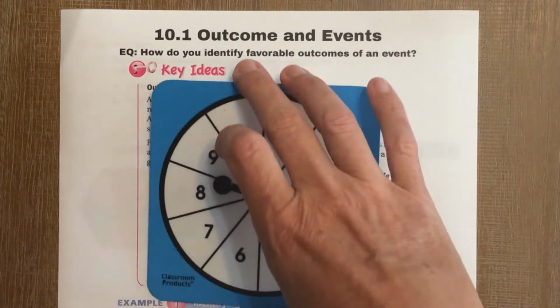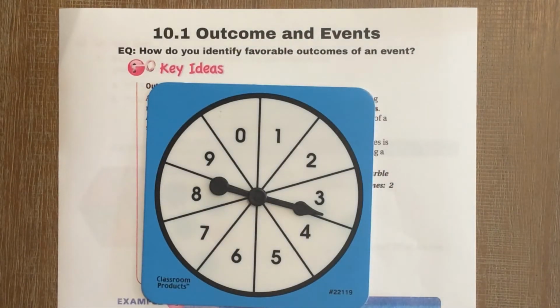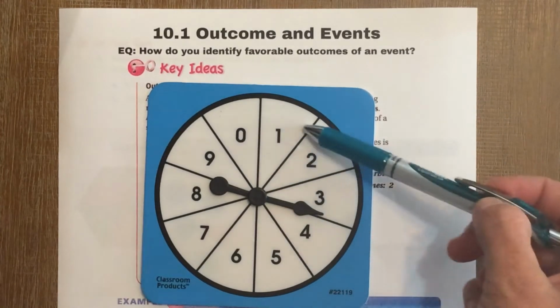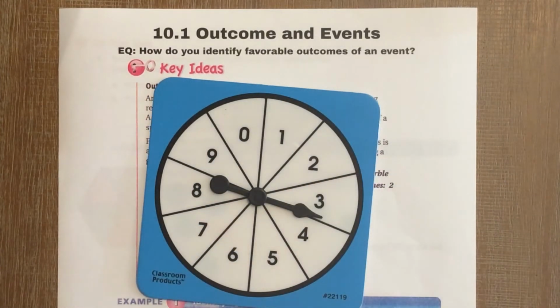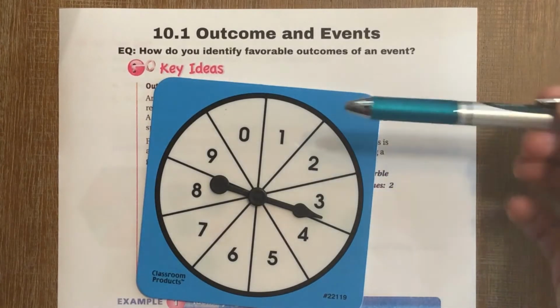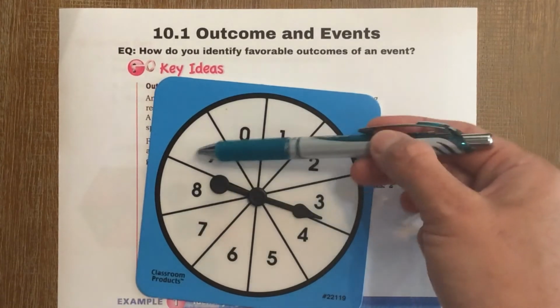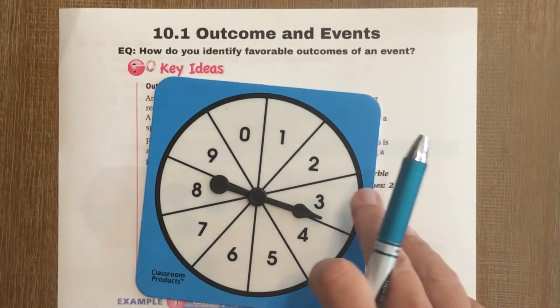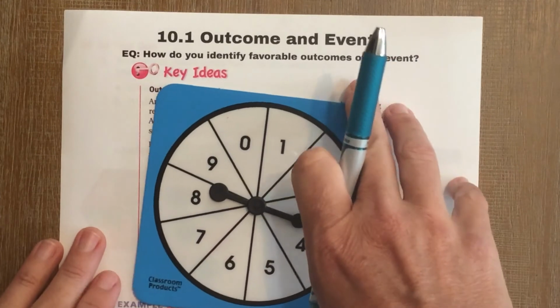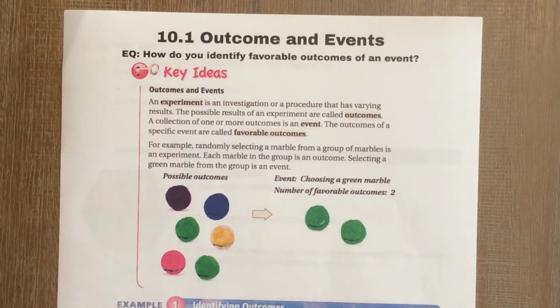So for example, here's a spinner. What are the outcomes of this spinner that can be there? Well, I can spin a 0, 1, 2, 3, 4, 5, 6, 7, 8, or 9. But let's say I only want to spin an odd number. Okay, so what are the favorable outcomes there? 1, 3, 5, 7, 9, because those are the ones that I want. So there's also the difference between what the favorable outcomes or outcomes are, and then how many of them there are. Make sure you follow along with the vocabulary, okay?